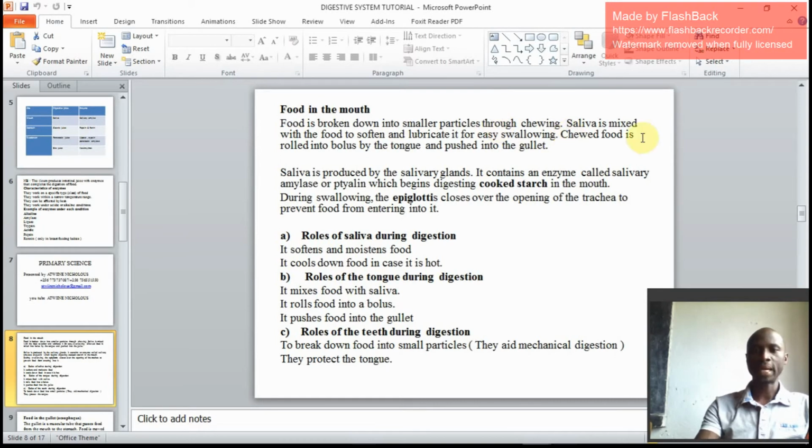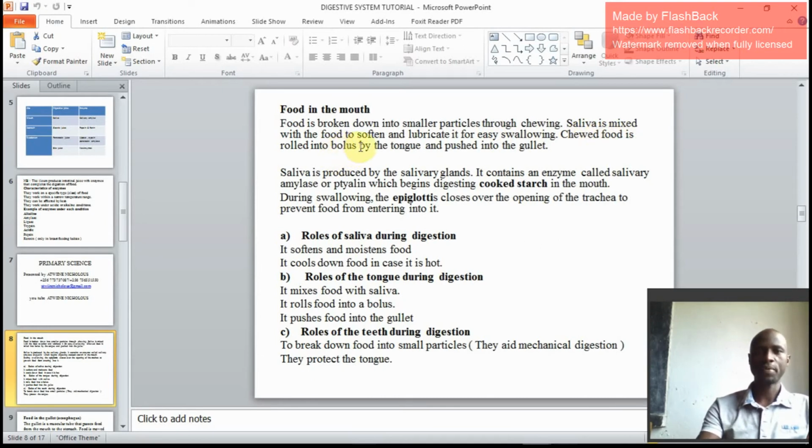Then saliva is mixed with food to soften and lubricate it for easy swallowing. So the role of saliva in the mouth is to soften food. Secondly, it is meant to lubricate food. And why are they softened and lubricated? For easy swallowing. Then chewed food is rolled into bolus.